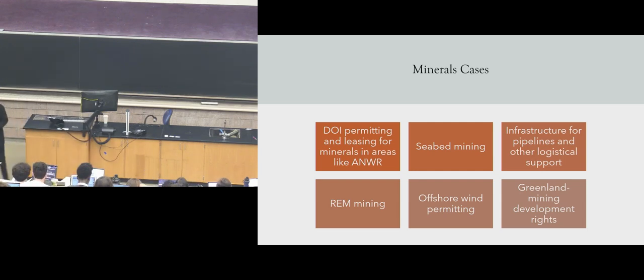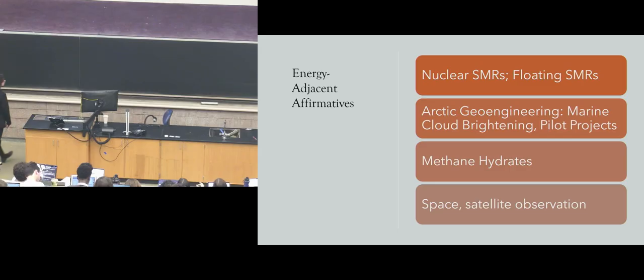There's a few energy cases that get adjacent to these. So we've already talked a little bit about nuclear SMRs and floating SMRs. We've talked a little bit about geoengineering. So that's like 4 camp AFs already. Methane hydrates is another AF area.